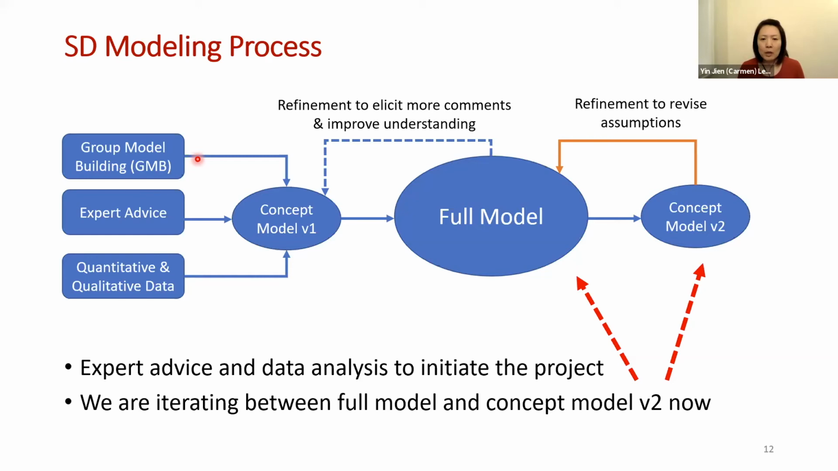Even for the full model, we have developed 2 versions, because we felt the first version was not adequate, so we developed the second version because we have refined the research questions. So right now we are in the stage of iterating between the full model and the concept model version 2. The version 2 is developed based on the dynamics that we have found from the full model. So concept model V2 can be used to discuss with stakeholders in the preliminary presentation, or with audiences who are non-technical.